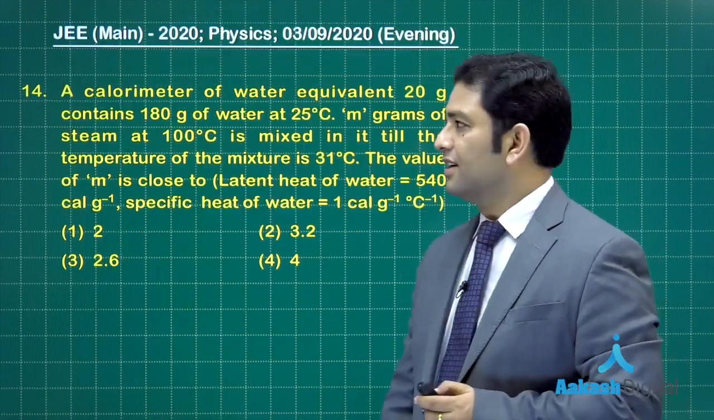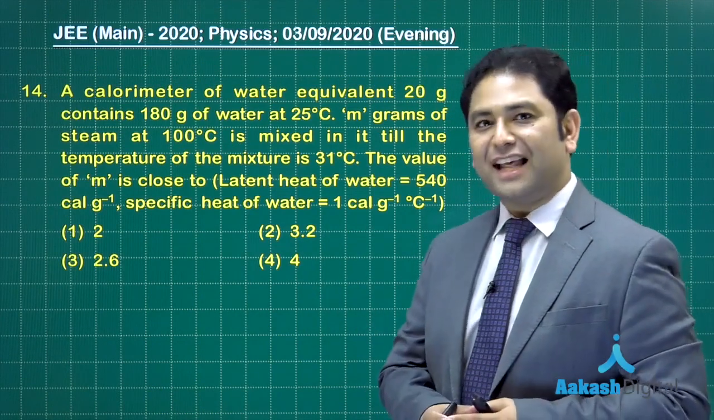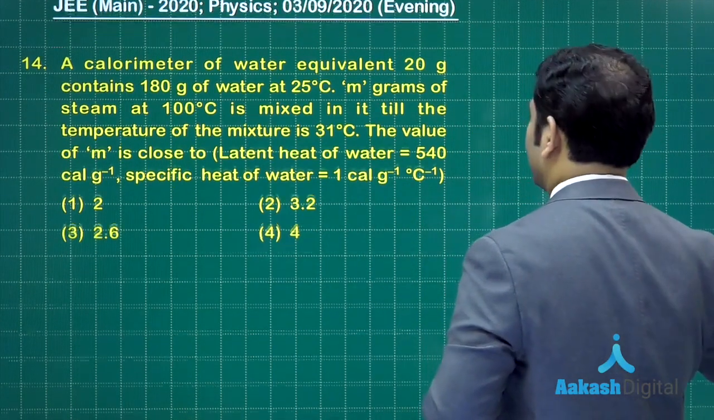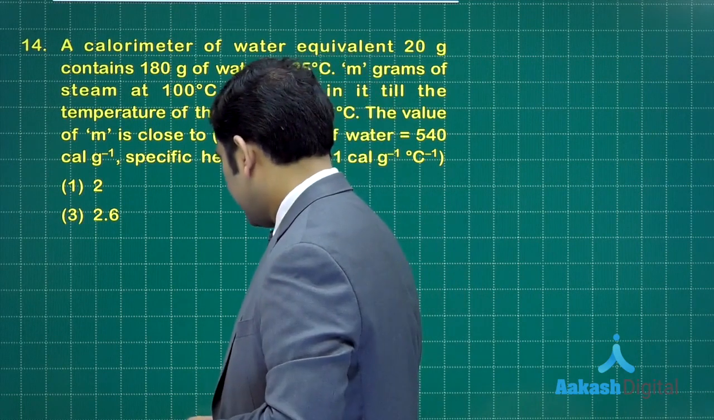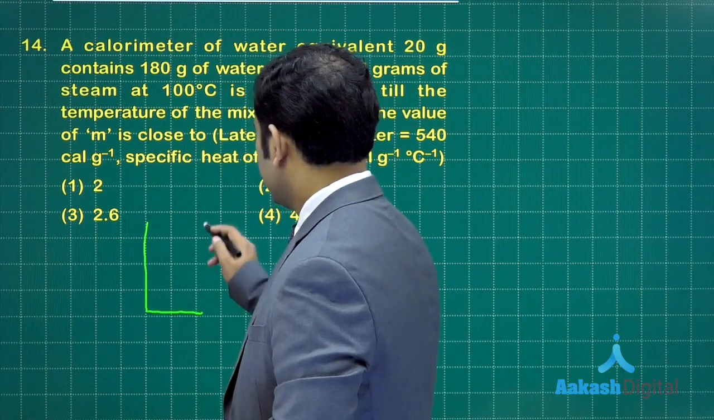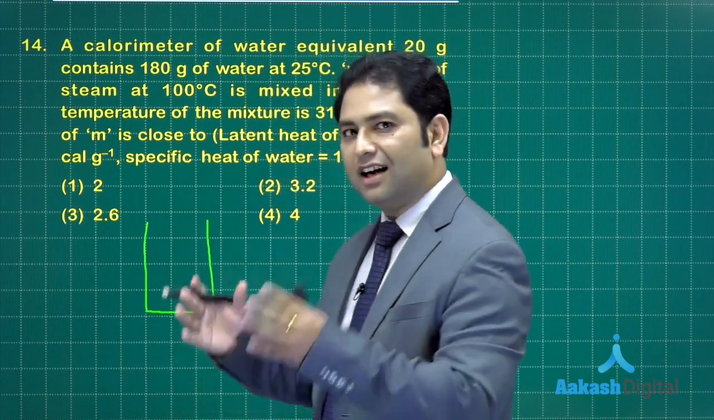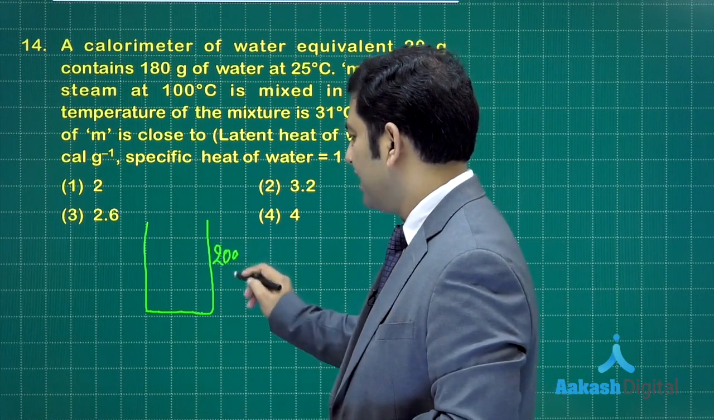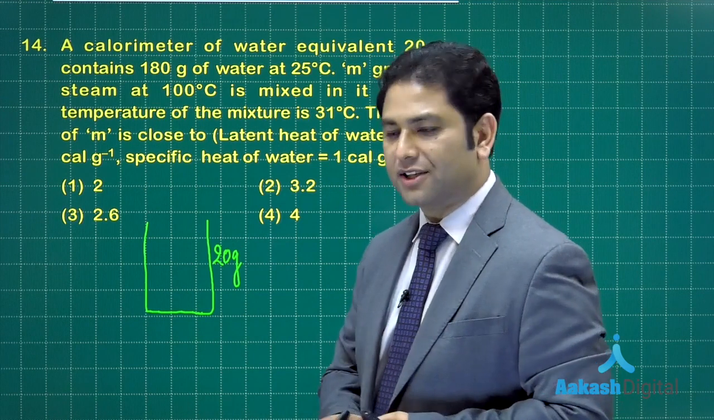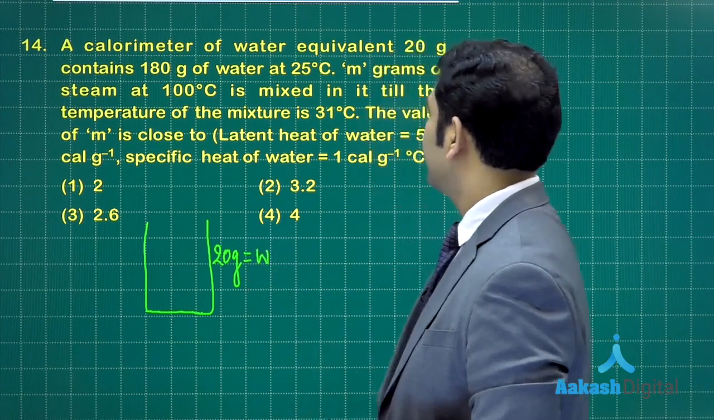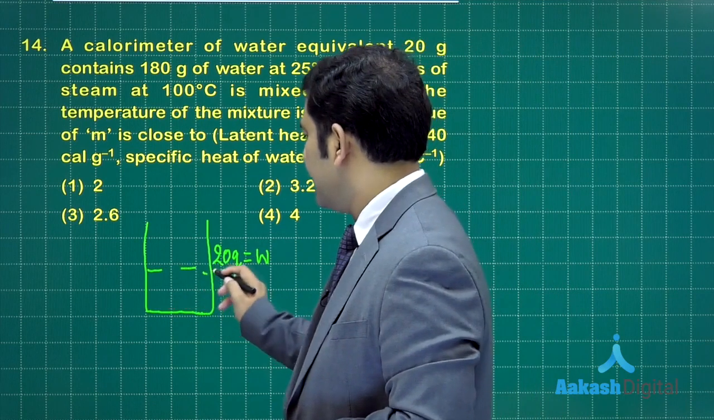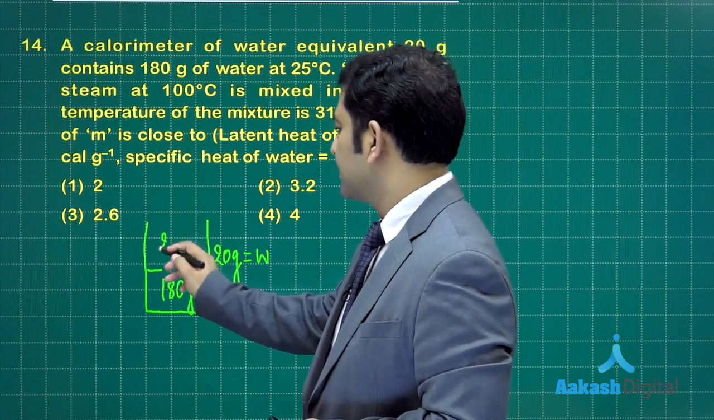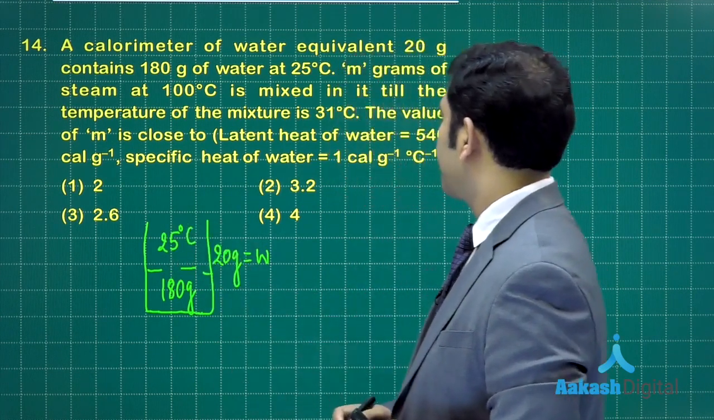The next one, that's from calorimetry. Now, let's see what does it say. There is a calorimeter of water equivalent 20 gram. That's great. So if the water equivalent has been given, it means as regard to heat, either you consider the mass of calorimeter and its specific heat, or simply treat the calorimeter as 20 gram of water. So that's the water equivalent. And it contains 180 gram of water. And that initially is at the temperature 25 degrees centigrade.